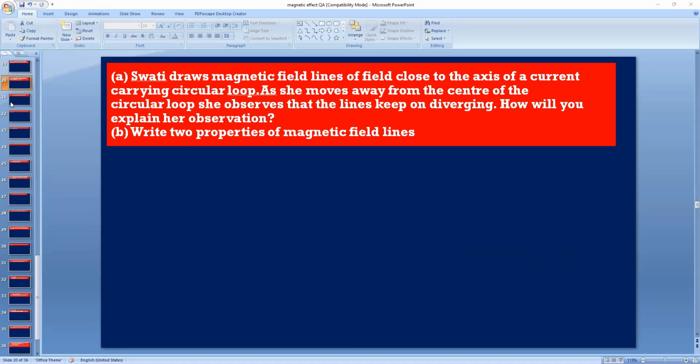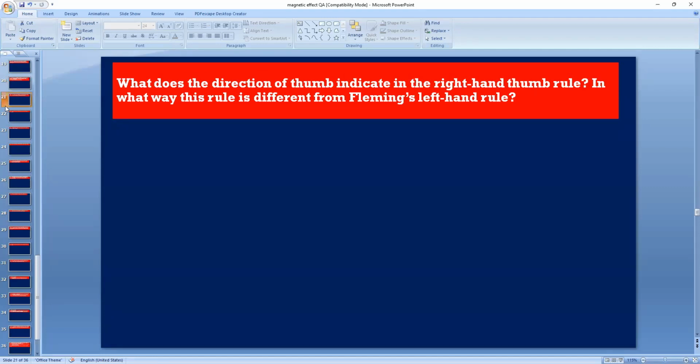Next question. What does the direction of the thumb indicate in the right hand thumb rule? Repeating again, what does the direction of the thumb indicate in the right hand thumb rule? In what way is this rule different from Fleming's left hand rule? Yes. Maxwell's right hand thumb rule, the thumb finger will indicate the electric current.